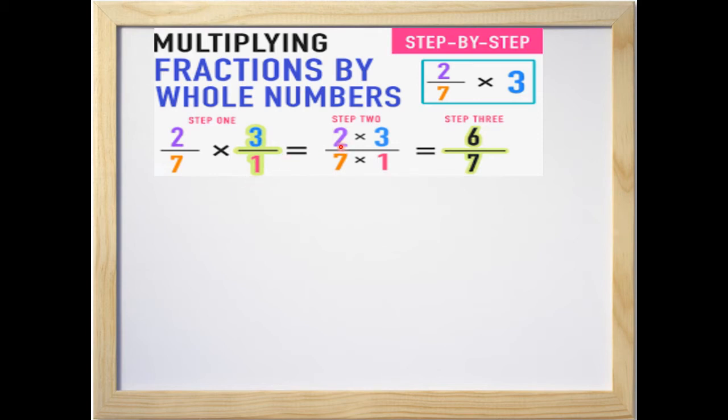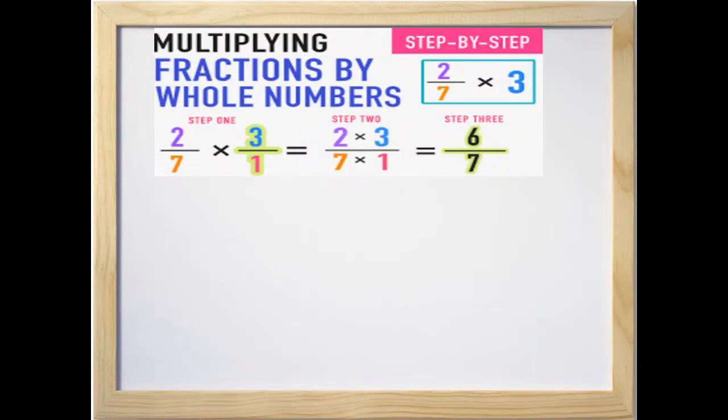So what are the numerators here? It is 2 into 3. And what are the denominators? Denominators are 7 into 1. So the product of 2 and 3 is 6. The product of 7 and 1 is 7. So when we multiply the fraction 2/7 by the whole number 3, we get the product as 6/7.